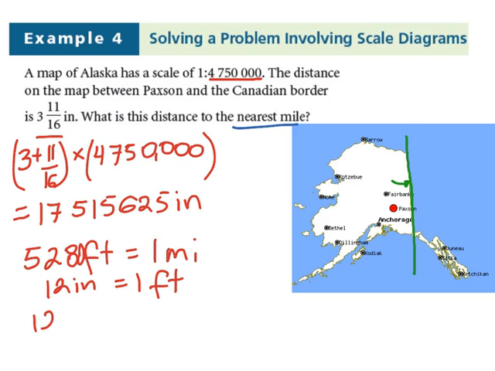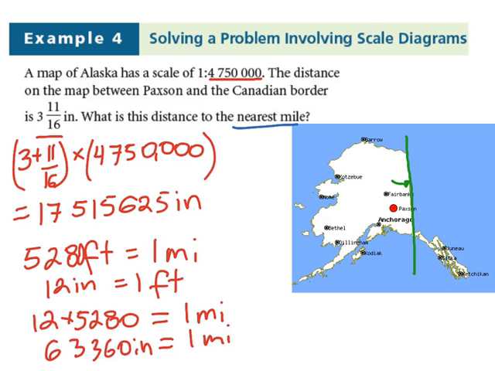So we're going to take 17,515,625 and divide by that number. And we're going to get the answer in miles, which is 276.4 miles, or as a rough estimate, 276 miles between Paxson and the Canadian border.